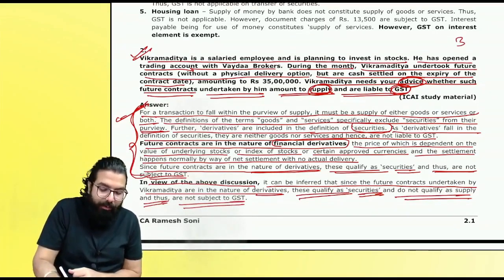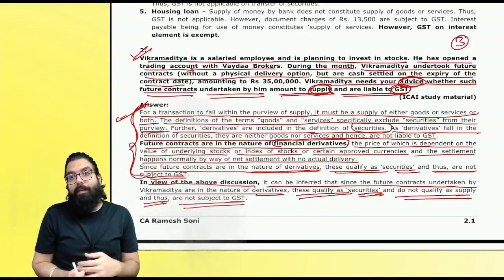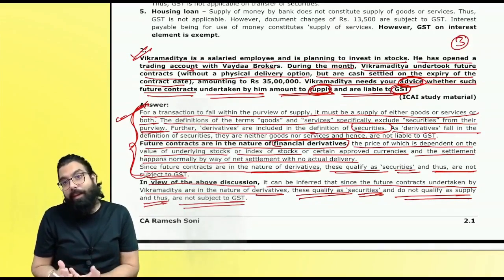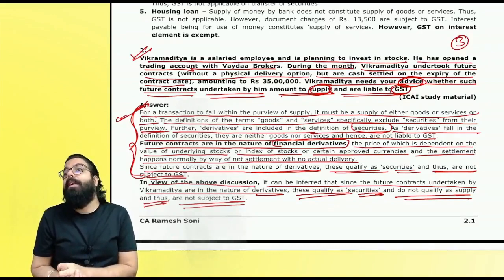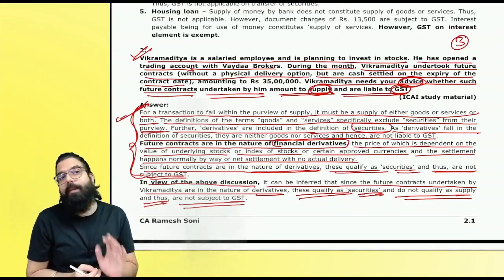How much will you give yourself out of 3 marks? How much, everyone? 1? How many? 1, 2, okay. 2, why not 3 when you already know the answer? Clear? Can I go ahead, everyone?